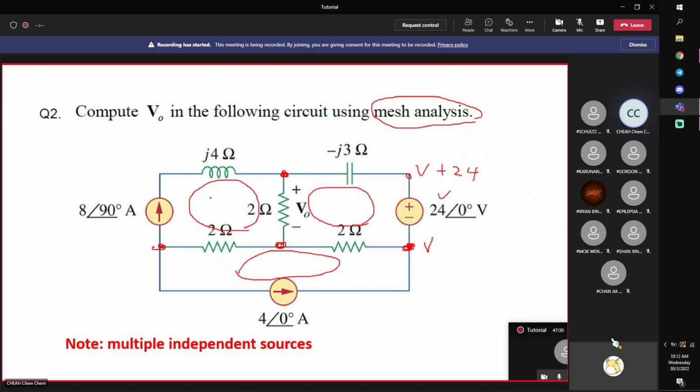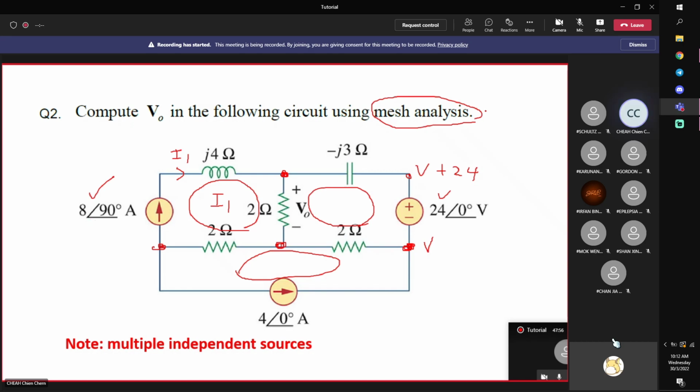This current is known, right? If you call this I1, it means this is your I1. I1 is given. So the answer is already given. Don't go and take Kirchhoff voltage law around this loop. You get nothing because the answer is there already. I1 is given. So watch out for the known current.